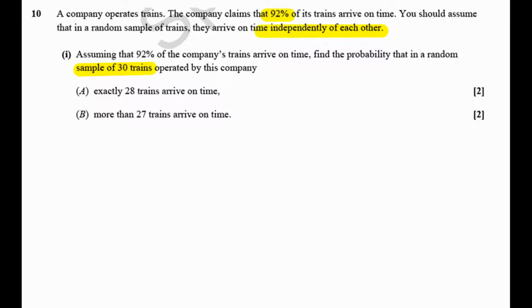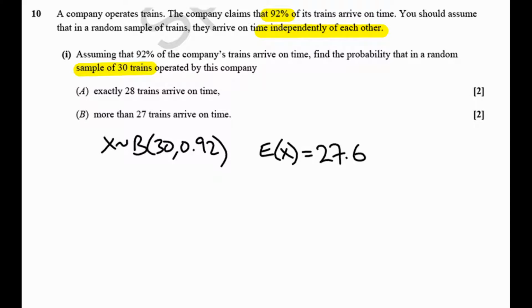Okay, let's set out this distribution. So from here, I can tell that X is going to follow binomial of 30 and 0.92. Okay, so this one is not in the tables. This is definitely one for your calculators. And we want to find the probability of exactly 28 trains. Before I do that, I'll just get the expectation. I always find the expectation. So 27.6 trains should arrive on time.